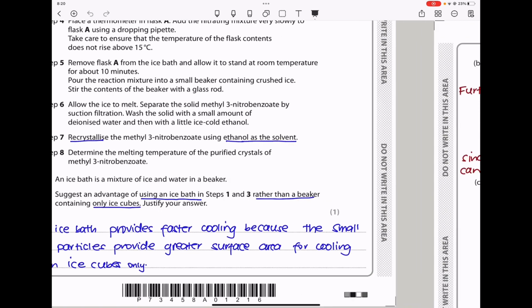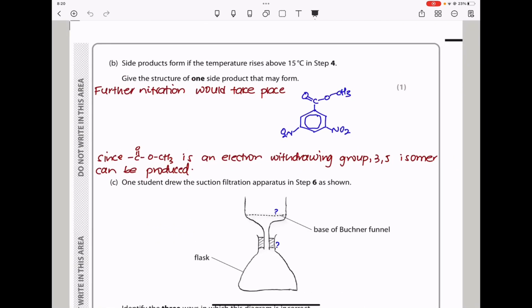In part B, they say side products form if the temperature rises above 15 degrees Celsius in step 4. They say give the structure of one side product that may form.